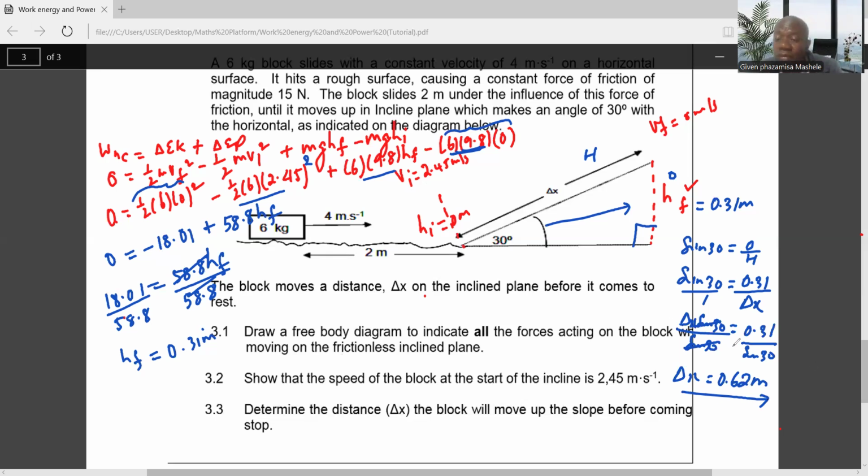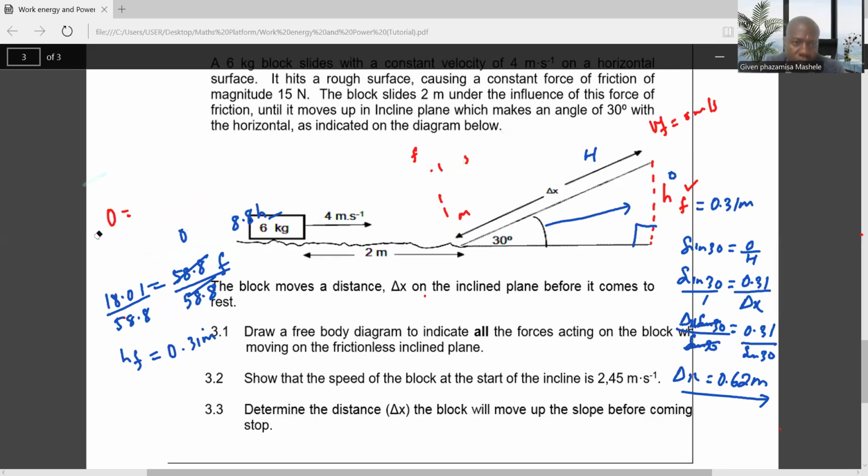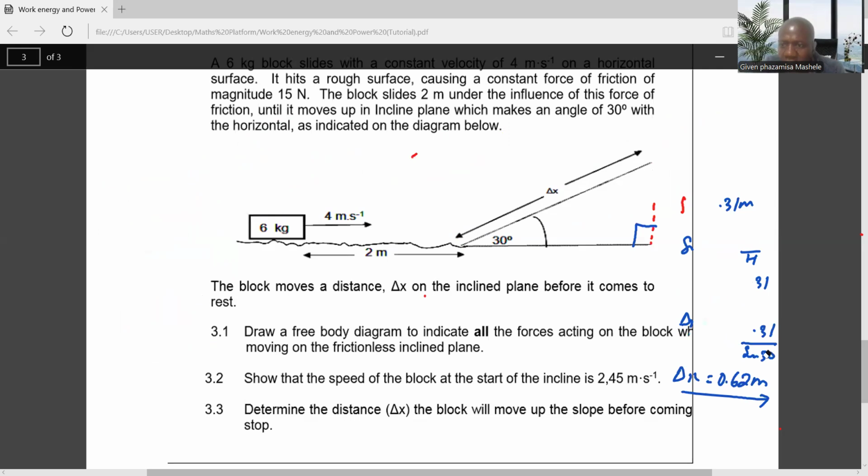Another way would be, because we're using non-conservative force, okay, it's fine. So if we do not want to use this, we can also use the work energy theorem to actually calculate delta X without having to do this. Remember, what is delta X here? 0.62. Let's confirm it by using the work energy theorem.